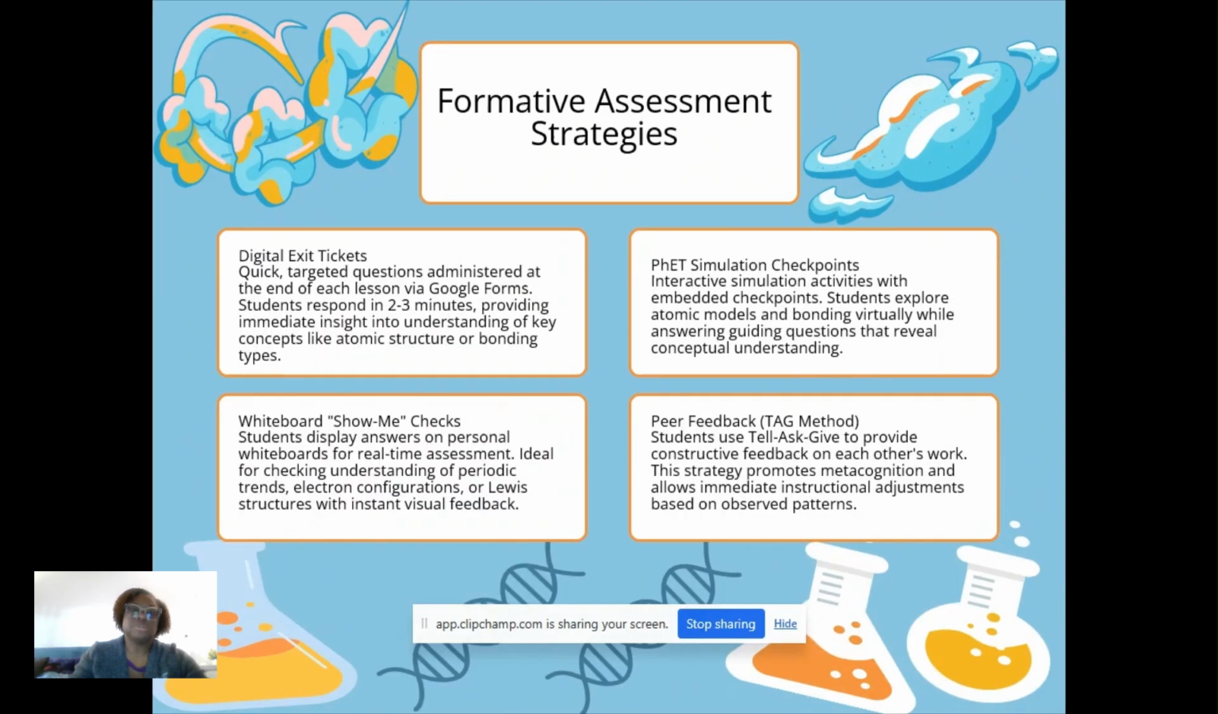And so some formative assessment strategies that we can use that will also help to build in comprehension and understanding is the digital exit tickets, which are quick targeted questions administered at the end of each lesson via Google Forms, and they respond in 2 to 3 minutes. And it provides an insight to us on understanding the concepts of atomic structure or bond types that they understand.